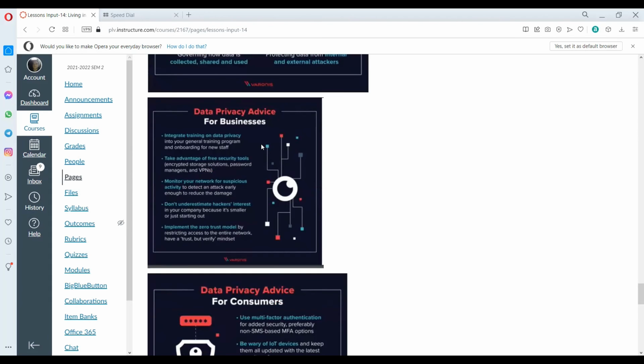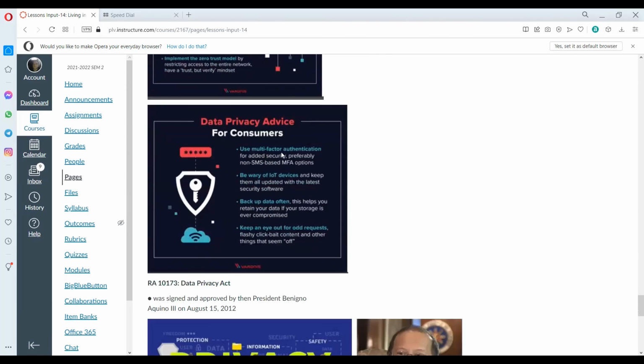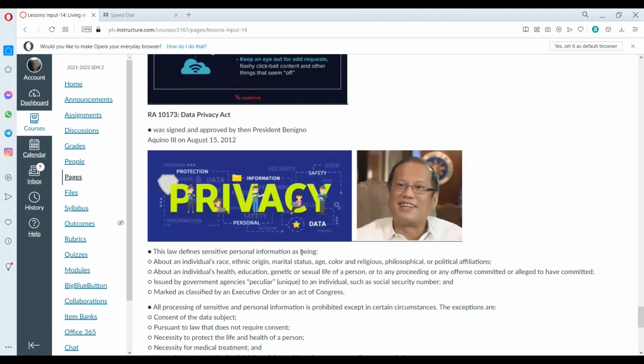So, data privacy advice for businesses: integrate training on data privacy, take advantage of free security tools, monitor your networks for suspicious activity, don't underestimate hackers' interests, and implement the zero trust model. Now for consumers: use multi-factor authentication, be wary of IoT devices, back up your data often, and keep an eye out for odd requests. The Data Privacy Act, RA 10173, signed and approved by President Benigno Aquino III on August 15, 2012.